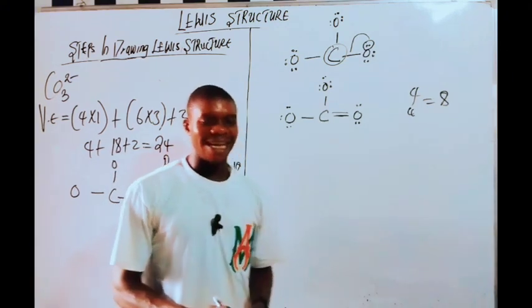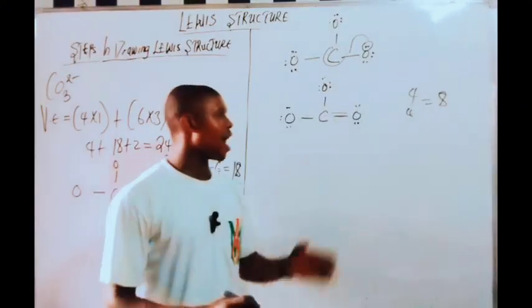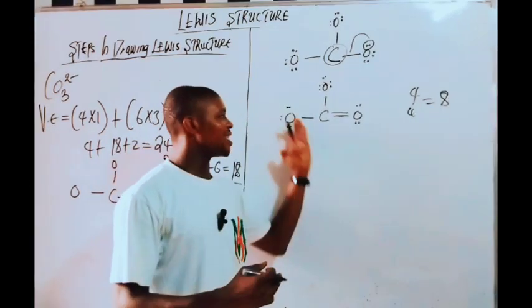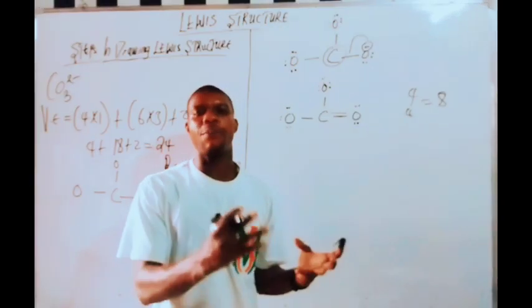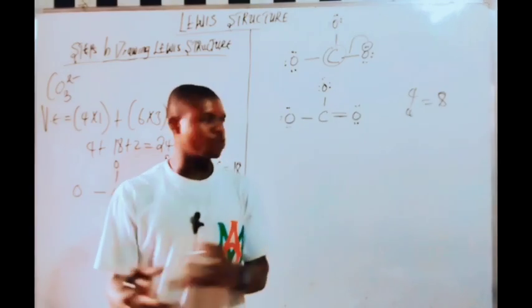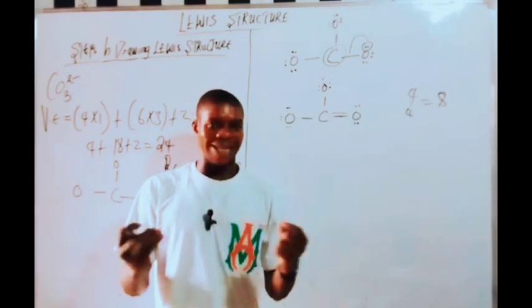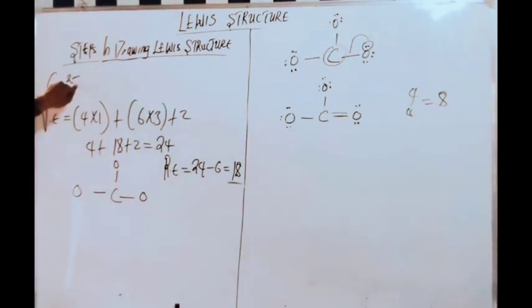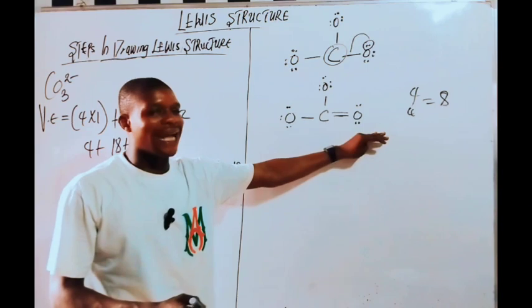Carbon on the other hand, carbon has 4 bonds. Now because carbon has 4 bonds, what happened here? Does it have the octet? Because 4 bonds equals what? 8 electrons. Now, remember, the overall charge is 2 minus, right? So you cannot just leave it like this.